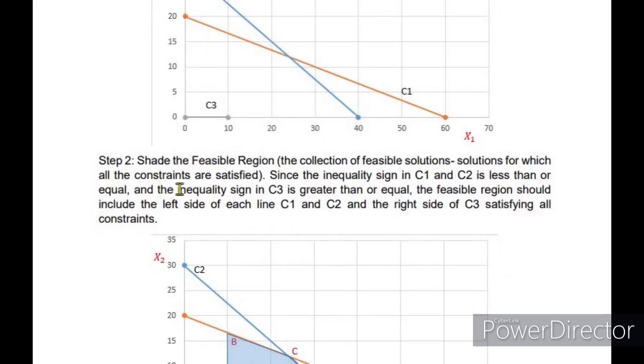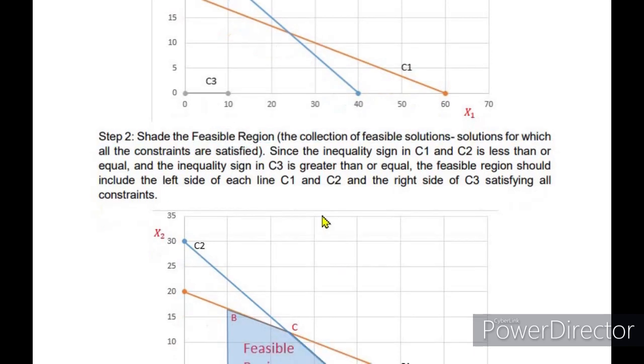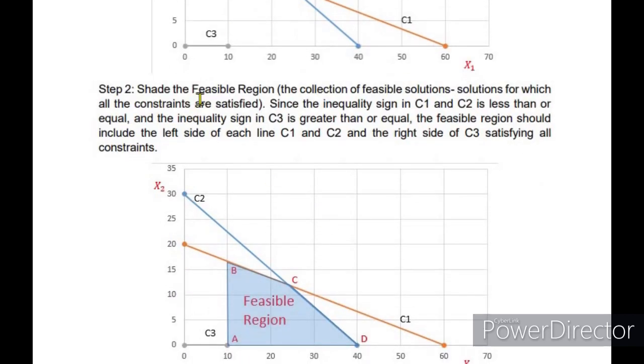So step 2, shade the feasible region, the collection of feasible solutions for which all the constraints are satisfied. So you already know the feasible region, because we have discussed it in module 1.